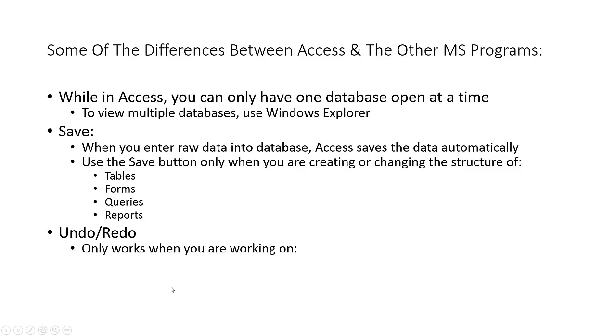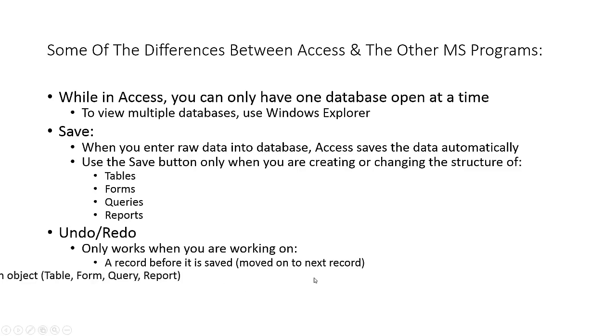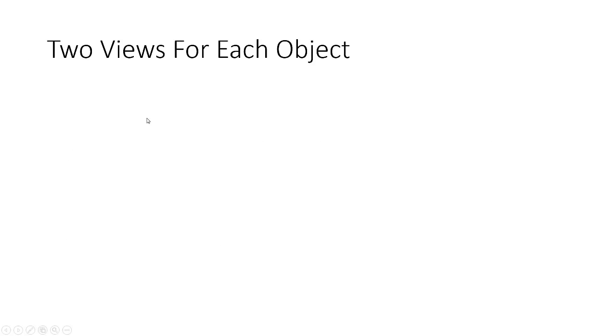And then finally, undo and redo. Only works when you're working on a record before it's saved, before you move on to the next record, or creating objects, of course. If you have many things you want to undo, undo will work the same when you're actually creating the object or changing the structure of the object. This is our last slide.